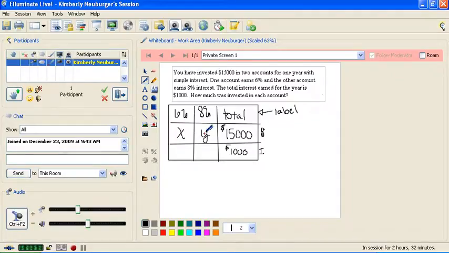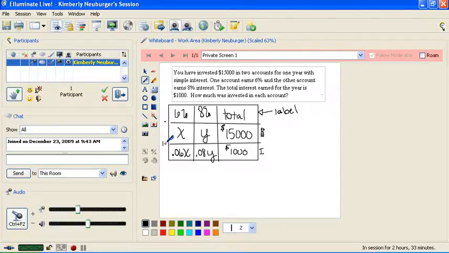Now, as far as interest, since it's simple interest and it's only 1 year, we can get the interest by taking the percentage times how much money was in there. So to fill in the interest for this box here, I would take the 6% times the X, which is going to be 0.06X. Similarly, in this next box here, I'm going to take the percentage of 8 times the Y, which is 0.08y.